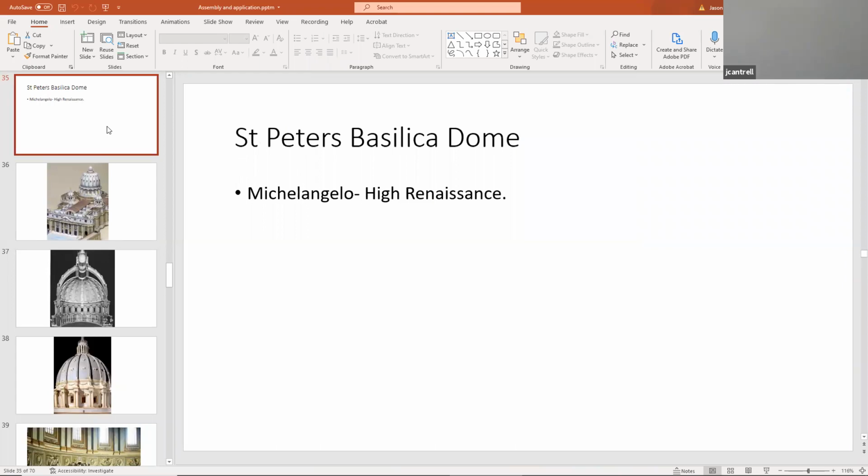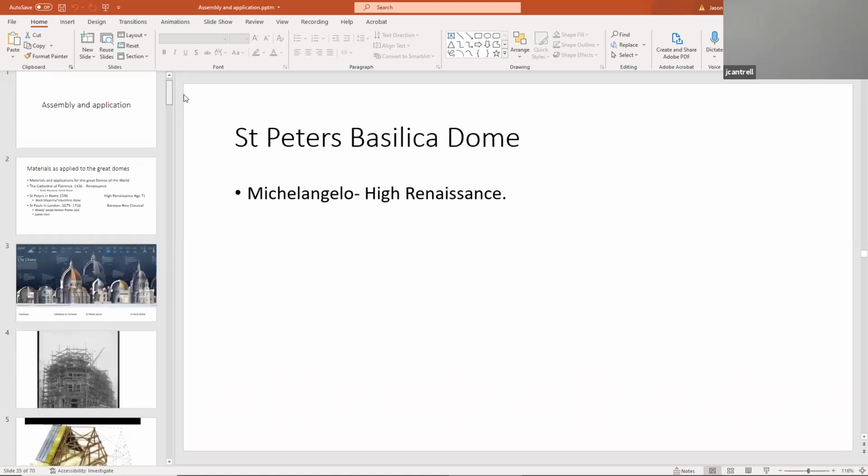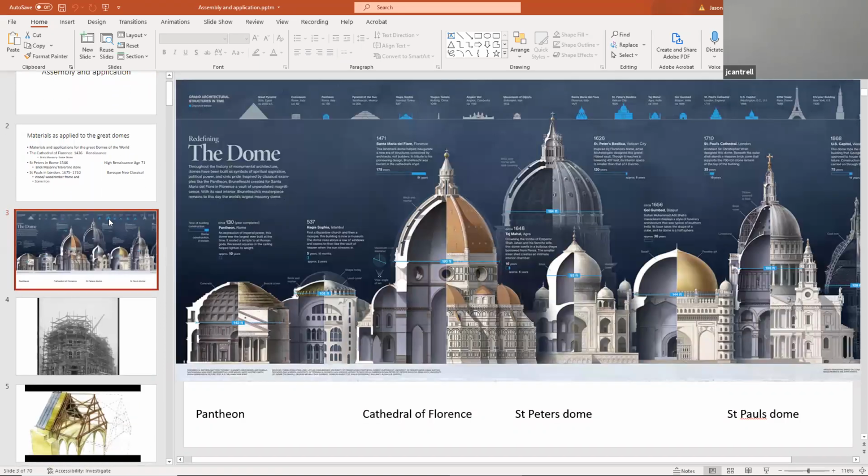So the next one we're going to look at is St. Peter's Basilica, the large dome, of course, Michelangelo's. This didn't quite rival the height of Brunelleschi's dome. Let's go back to the original chart that has all the domes together. We can see that St. Peter's dome was much taller and larger.